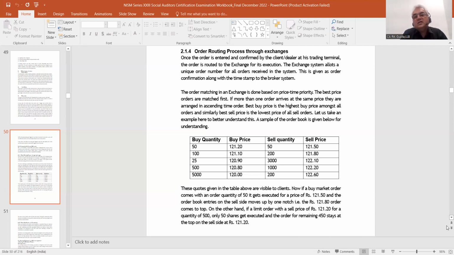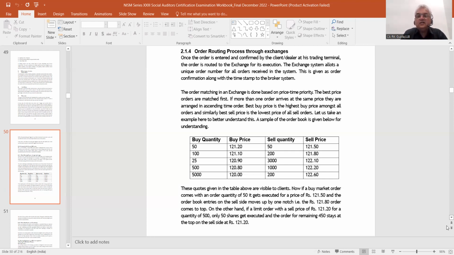And best buy price is the highest buy price amongst all orders. And similarly, best sell price is the lowest price of all sell orders. Now in this case, what is the best sell price? The best sell price is 121.50. Best buy price will be 120 and the best sell price will be 121.50.